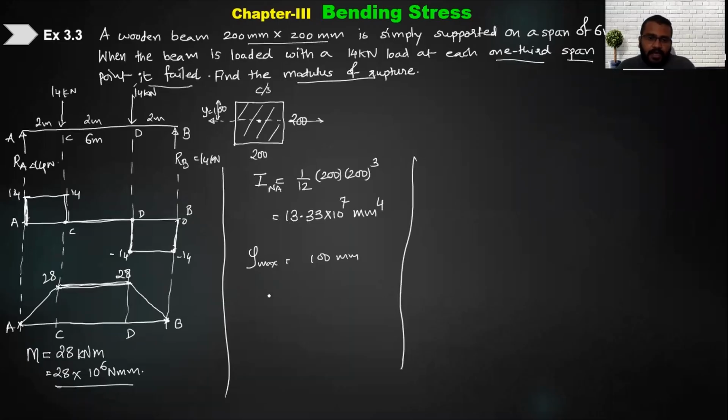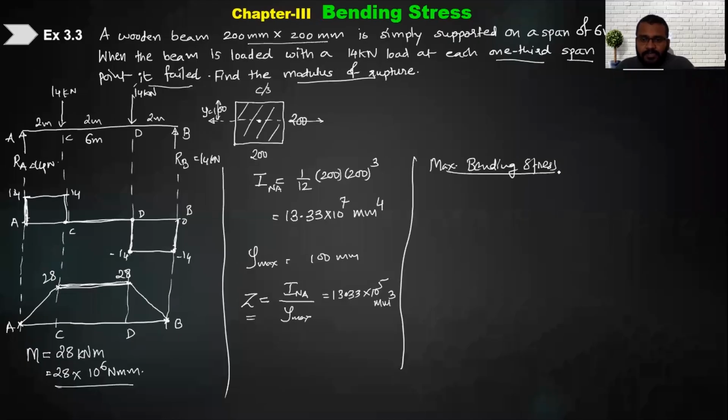What is sigma? And let us first find out the section modulus. What is section modulus? Neutral axis का inertia upon y maximum. So if you solve this, you will get this as 13.33 into 10 raised to 5 millimeter raised to cube. Cube हो जाएगा because m से 1 mm से divide किया मैंने. Now we have calculated the section modulus also. Now let us calculate the maximum bending stress.